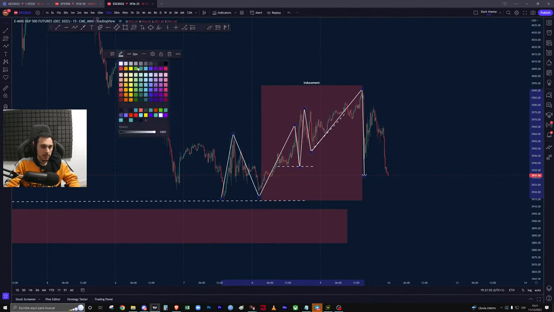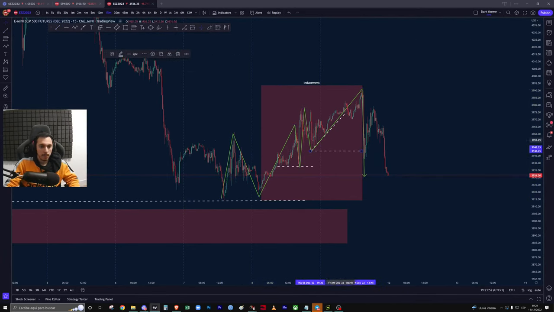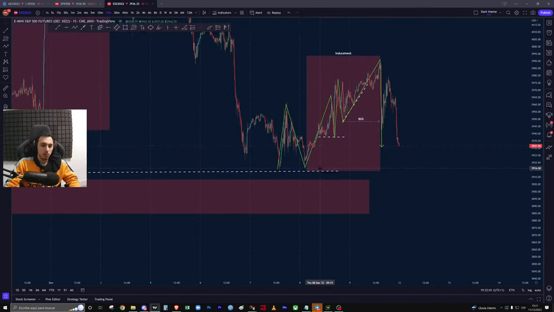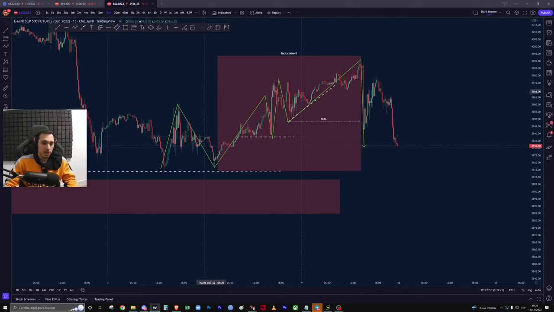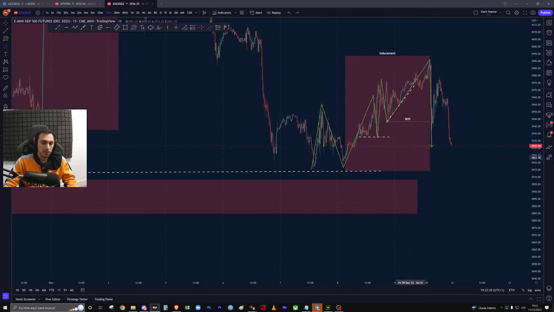So this degree of structure that's green has recently broken the structure, and it has as a very likely target this equal low. So having this in mind, we can say that there is a higher probability of price continuing going lower, just because the buyers after the break here tried to push higher, they failed, and now the price is moving lower one more time, which increases significantly the probabilities of price going lower.